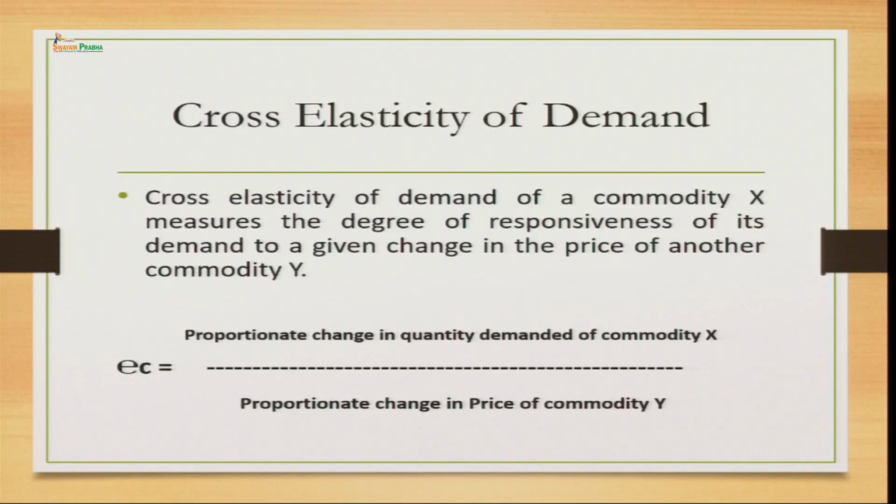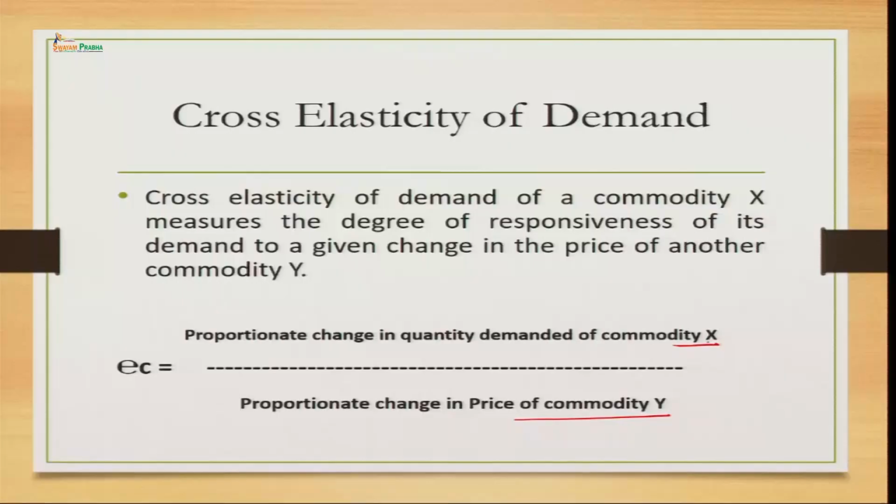Then we have cross elasticity of demand. Cross elasticity of demand is basically the concept where we are establishing the relationship between the quantity demanded of commodity X and the change in the price of commodity Y, right, the price of related goods. What happens to the quantity demanded of commodity X because of a change in the price of commodity Y? That particular relationship is considered cross elasticity of demand, and that is how we call it. So, here you have to see this carefully: demand for commodity X is going to be studied because of a change in the price of commodity Y.